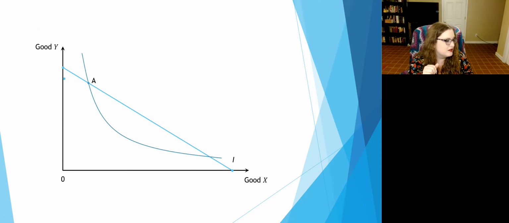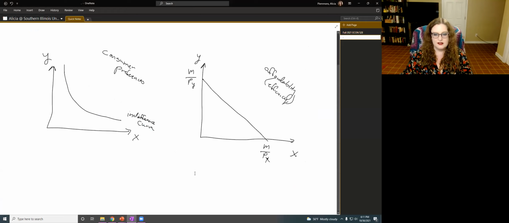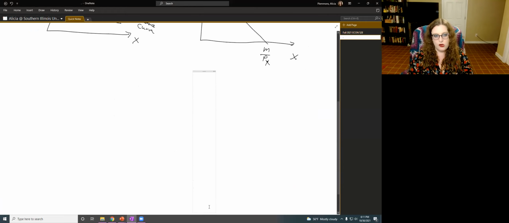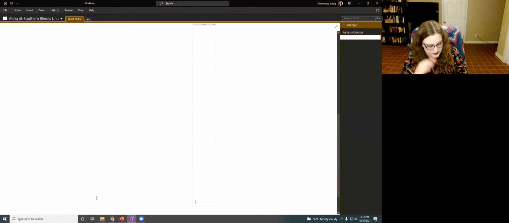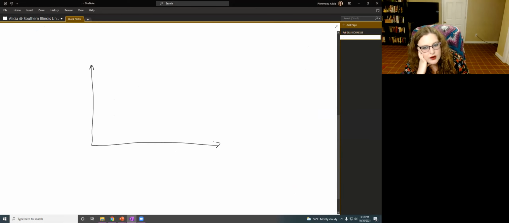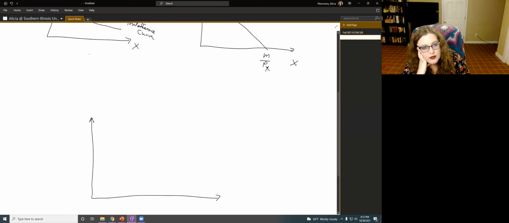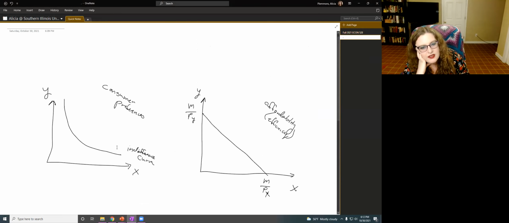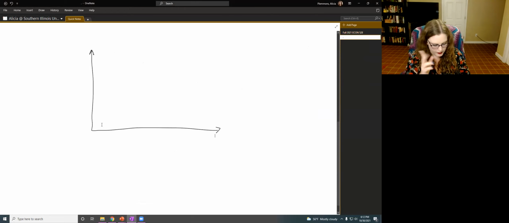Actually, let's draw this first because I just don't like the slides. All right, so we have this level of indifference that people feel indifferent in between, right? Each one of the curves up here represents that this consumer would be the same level of happiness anywhere on this curve. If you gave them this amount of good X and Y, they would be just as happy as if they had this amount of good X and Y.